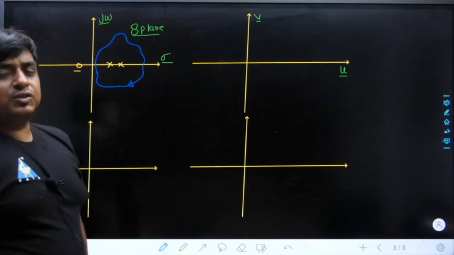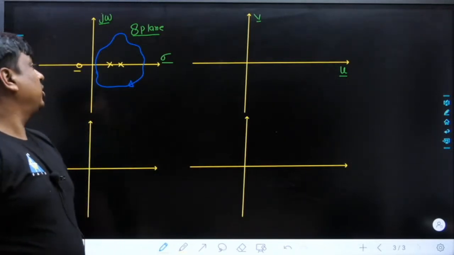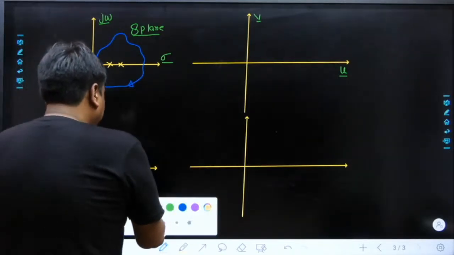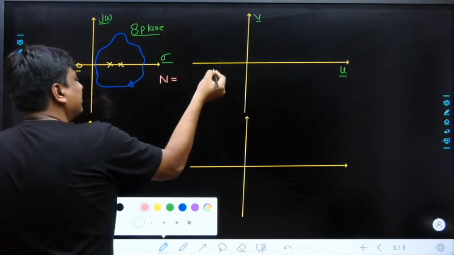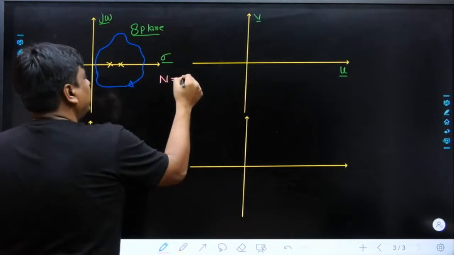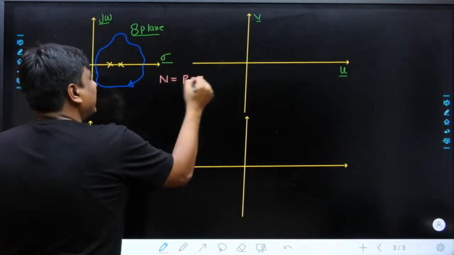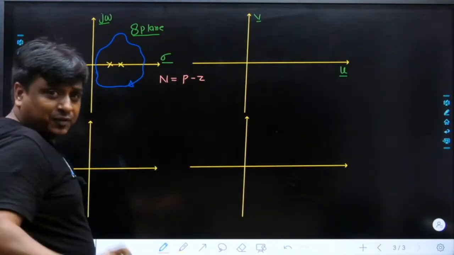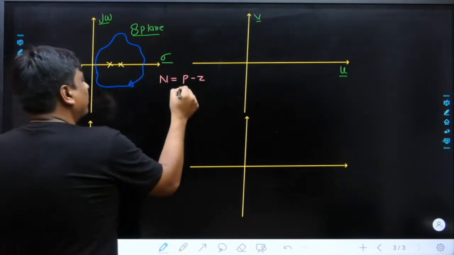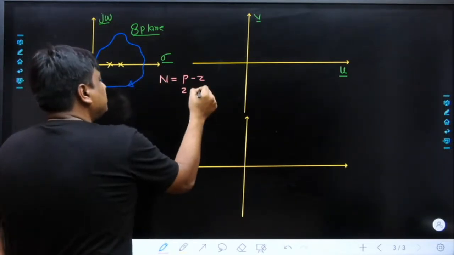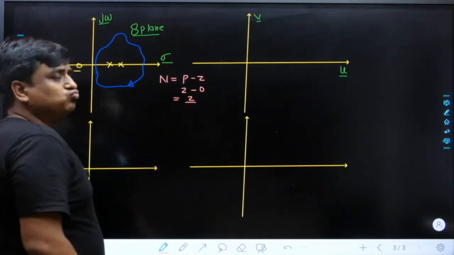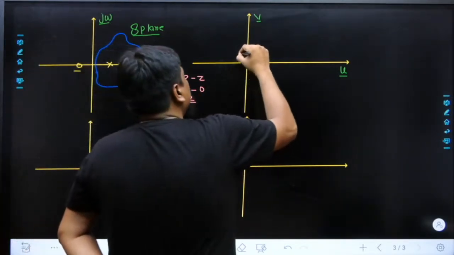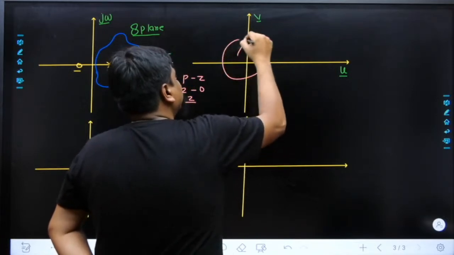Would it be anti-clockwise or clockwise? Obviously, it would be anti-clockwise. How do I know? We have just used the formula. The encirclement of the origin over the GSHS plane is defined as N equals P minus Z. What is P? P is the number of encircled poles. How many poles got encircled? 2. How many zeros got encircled? Only 0. So obviously the answer is simply 2. As far as the complete structure is concerned, it would look something like this.